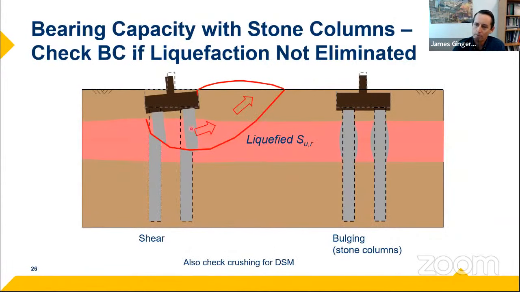And when we do stone columns, hopefully it's a clean enough sand that we can densify it and make it non-liquefiable so that we don't have any bearing capacity concerns at all. But sometimes we can densify it only a little bit, or there might be a thin layer that's not densifiable but still liquefiable. If we leave any liquefaction in the ground because of practical restrictions, then we need to do a bearing capacity evaluation that includes the reinforcement of the stone columns and the liquefied residual strength of the soil.